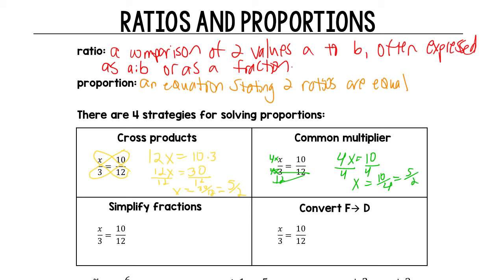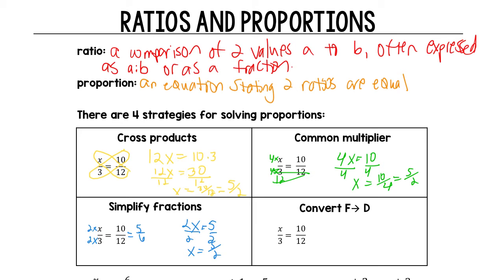Next, we can simplify fractions. I know that by looking at 10 over 12, these are both even numbers, so I can simplify that. I can divide everything by 2, and that becomes 5 over 6. So if I want to get from 3 to 6, I have to multiply 3 by 2. That means I multiply x by 2 as well and get 2x equals 5. I can divide and get 5 halves like we've gotten all the other times before.